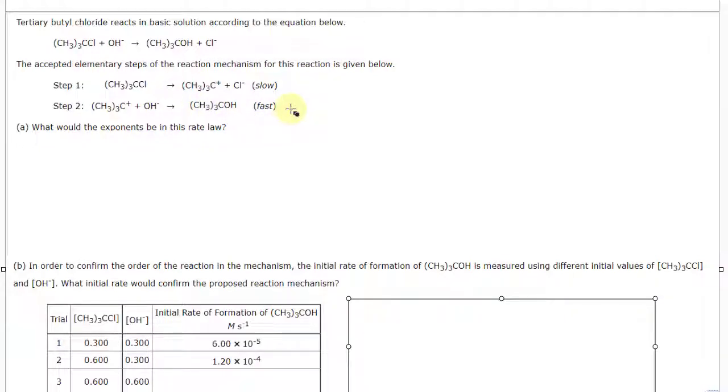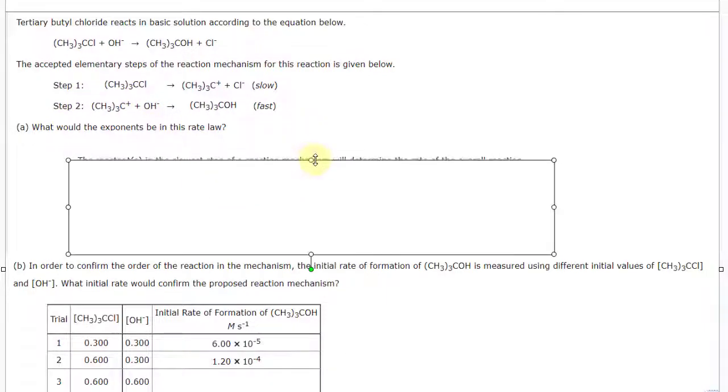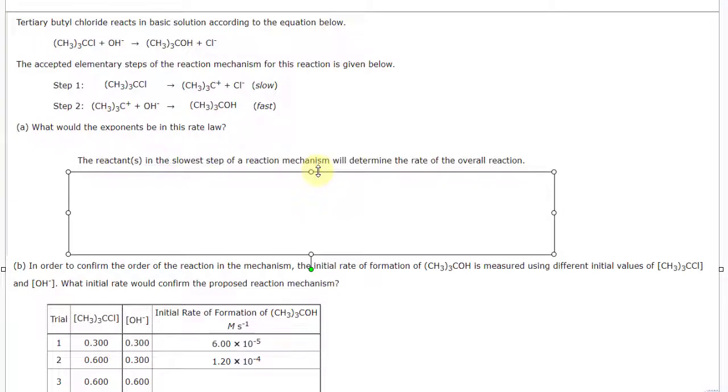Now, our rule in reaction kinetics is that when we put together a rate law for what happens, we look for the slow step. And if the slow step is the first one, it's pretty easy. All you have to worry about is the reactants in the first step, the slow step. So the exponents in this rate law would be pretty straightforward. Here I've got it written now. The reactants in the slowest step of a reaction mechanism will determine the overall reaction.